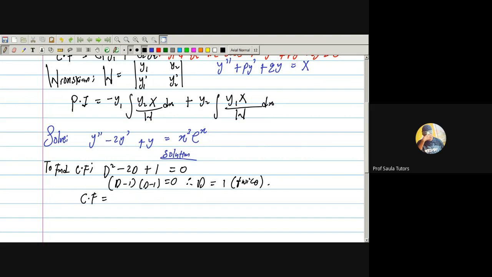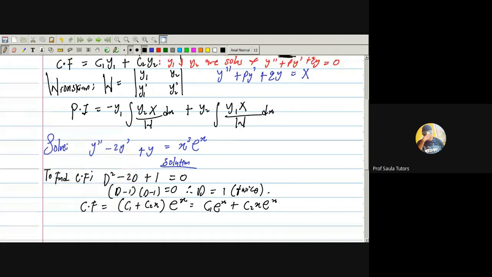Complementary function equals to C1, open bracket C1 plus C2x, close the bracket, exponential 1x. This is your solution. Now remember that I can rewrite this thing, I can open the bracket to say C1 exponential x plus C2x exponential x. Do you know that? Yes, that's correct.